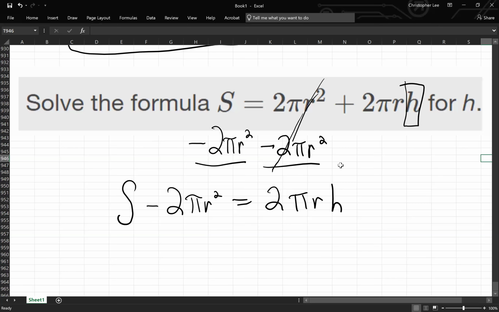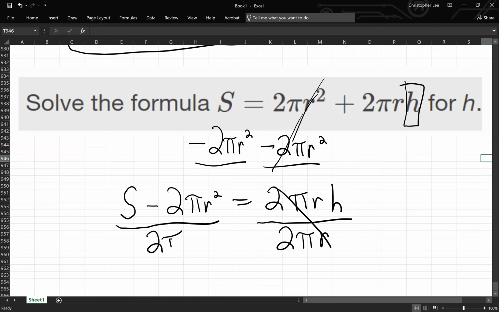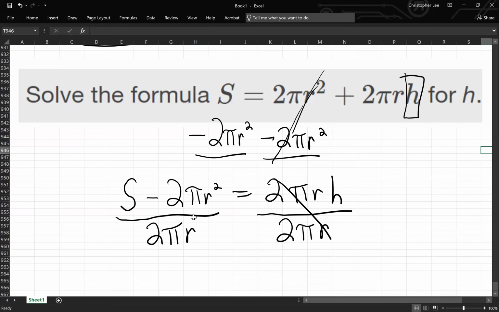What should you do after that? How do I get rid of the stuff next to h? With what operation? Divide. What am I dividing by? Exactly, I'm going to divide by 2 pi r. But remember, what I do to one side of the equation, I do to the other side. Divide by 2 pi r. And that's it. We're done with the question.